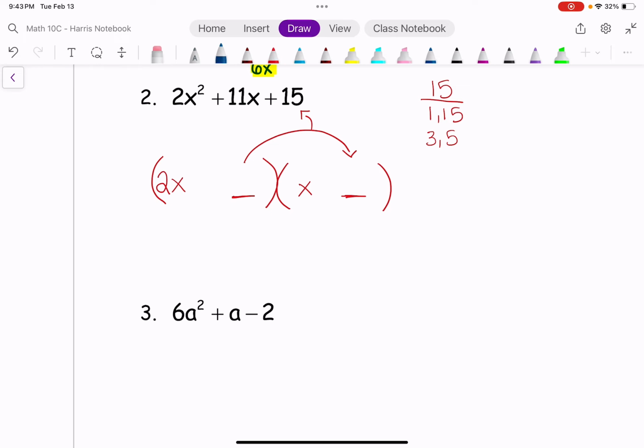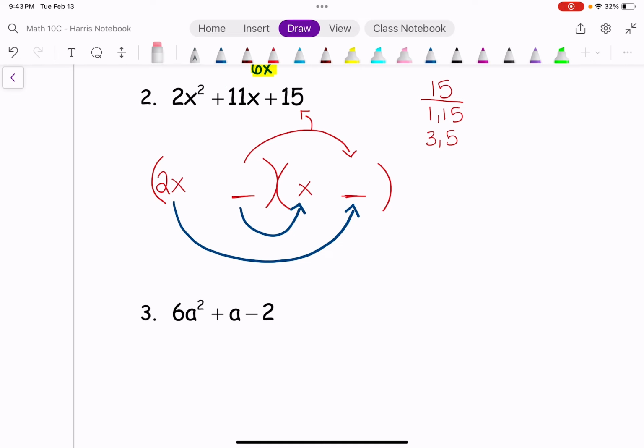Okay, so that's one piece. Those are the numbers that could potentially go at those two places. I know that whatever this number times x and 2x times whatever this number is has to add together to get to 11x.